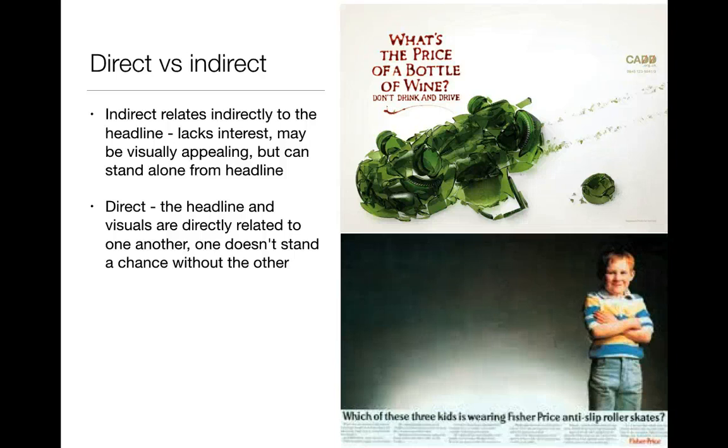The headline reads, which of these three kids is wearing Fisher-Price anti-slip roller skates? Well, they're actually talking about this image. Which of these three kids? We see the image, and you cause the reader to pause and reflect and say, wait, I only see one kid. Oh, now I get it. It's because the other two fell down. So that's a direct relationship.